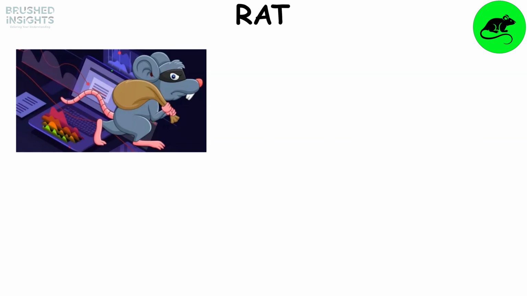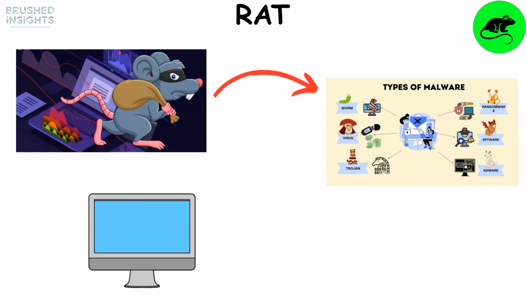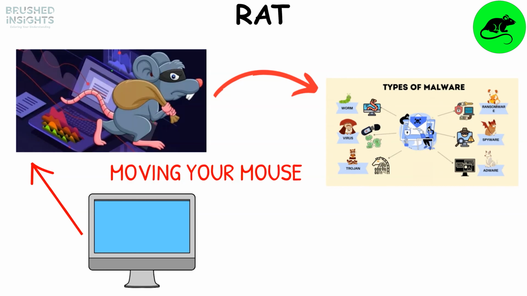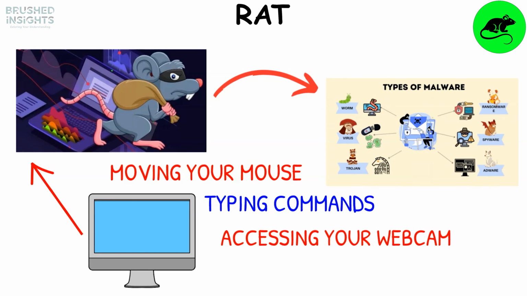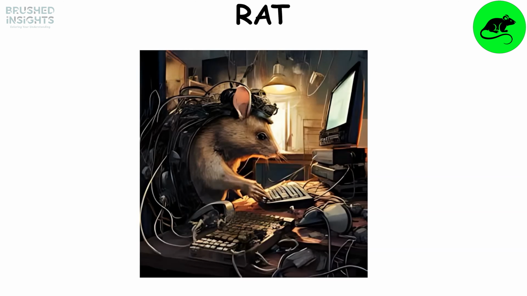RAT. RAT, short for Remote Access Trojan, represents a category of malware designed to assume remote control over a computer via the internet. Once your computer is compromised by a RAT, the hacker gains the ability to manipulate your system, including moving your mouse, typing commands, accessing your webcam, and recording video footage. However, RATs often operate discreetly, functioning primarily as keyloggers to covertly capture personal information without the user's knowledge.